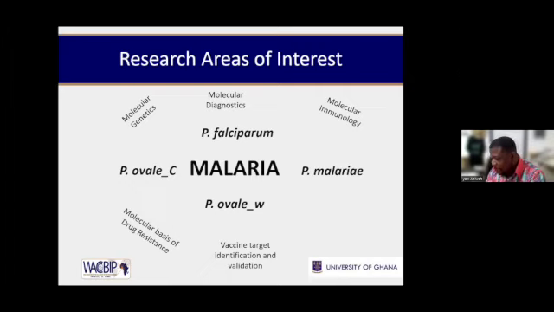As I mentioned, we do vaccine target identification and validation. We do a bit of assay development, but generally we look at the host-pathogen interaction, one from the host end, and two from the parasite end, to see what are the best molecules in there to be used as intervention, either for diagnostic, for vaccine, or for drug target use.